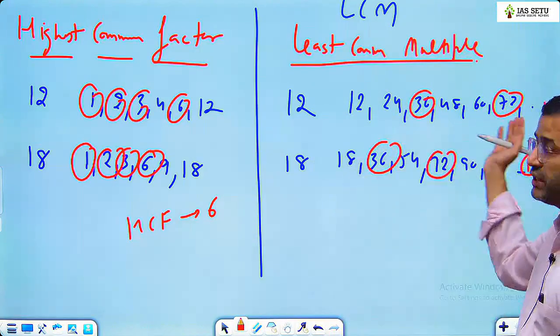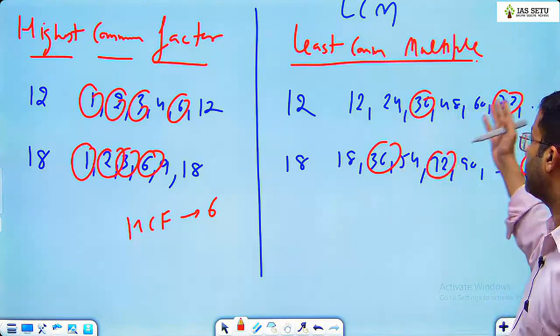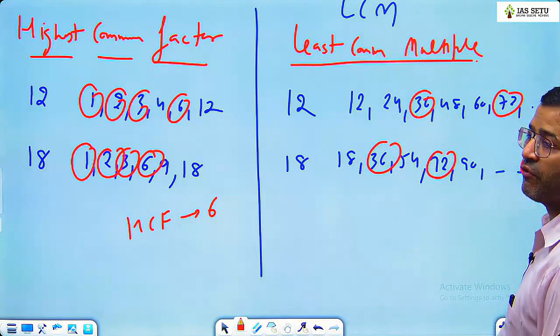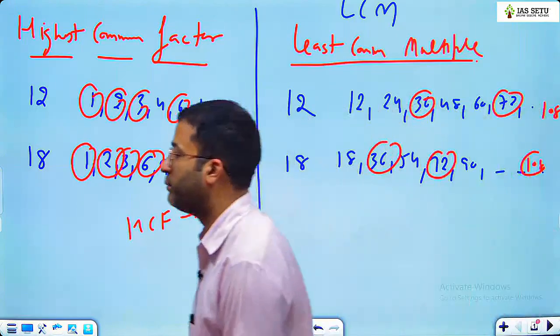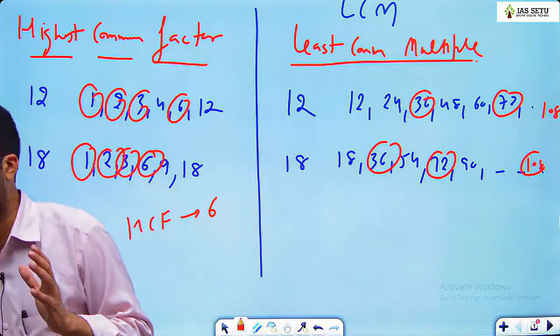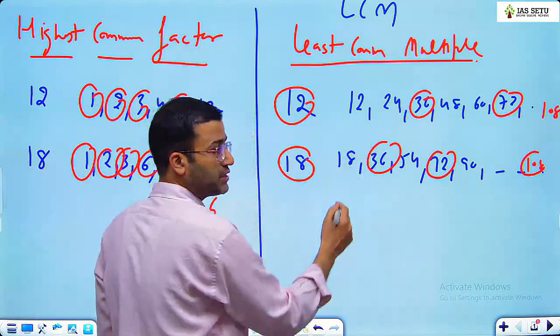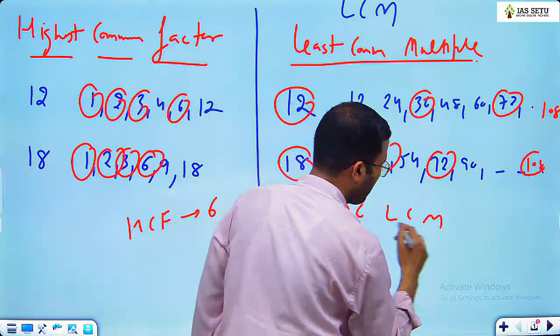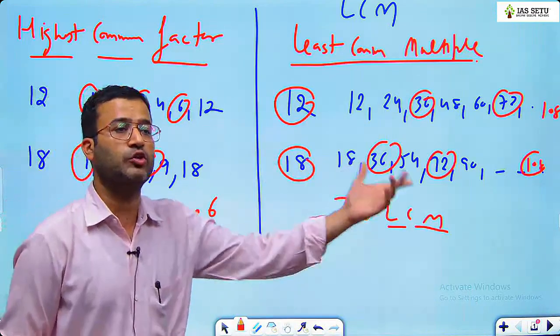We will take multiples. Out of these multiples, we will take common multiples like 36, 72, 108, 144, 180, and so on. Out of these common multiples, tell me which one is the least? 36. So can we say here 12 and 18 have 36 as LCM? Or if you ask me the definition of LCM, I will say least common multiple.